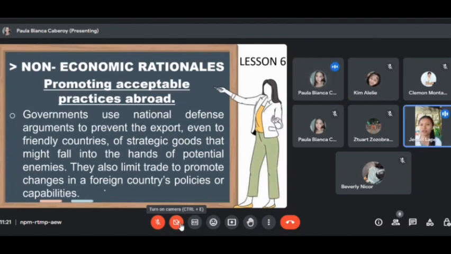Governments also use trade restrictions as a tool of diplomacy to influence changes in the policies or capabilities of foreign countries. By limiting or controlling trade with specific nations, governments can exert economic pressure to encourage those countries to align their actions with the exporting country's foreign policy. For example, governments may restrict trade to promote human rights improvements, environmental protections, or geopolitical stability in the target country. This approach leverages economic incentives to encourage policy changes.